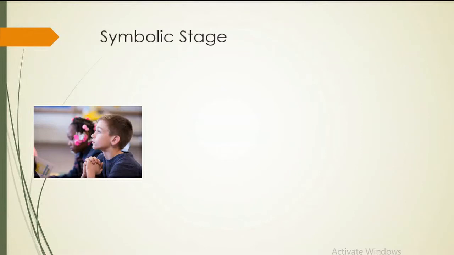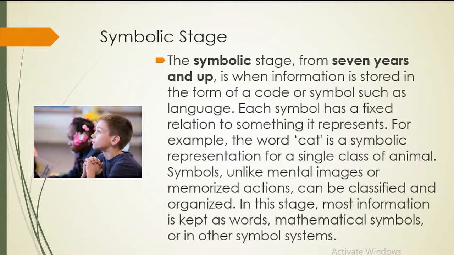Next is the symbolic stage. The symbolic stage, from 7 years and up, is when information is stored in the form of a code or symbol such as language. Each symbol has a fixed relation to something it represents. For example, the word cat is a symbolic representation of a single class of animal.